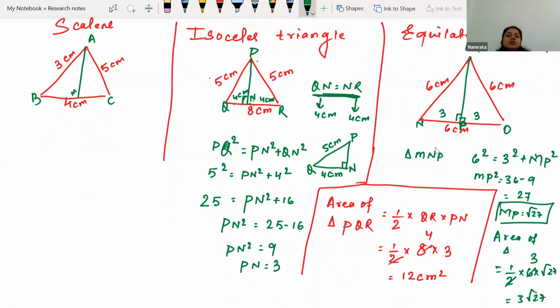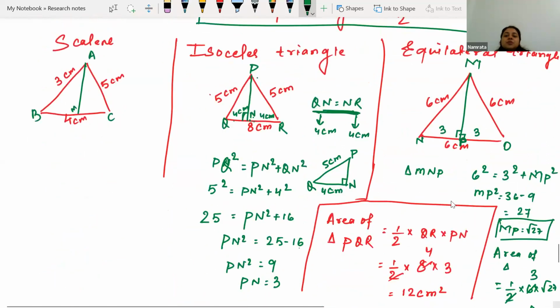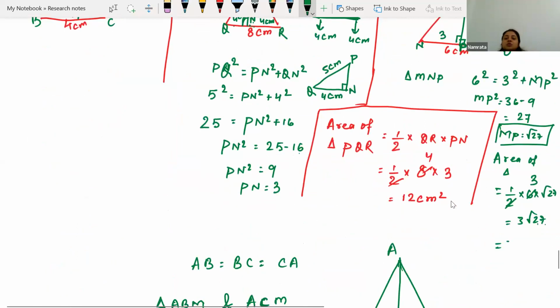And if you want to simplify root 27 more, you can write 3 into 3 into 3. So one 3 will come out from the square root. 27 means 3 into 3 into 3, so a pair is there, and for the pair, one number will come out. That means 9 root 3 is the area of the triangle. Is it clear so far?